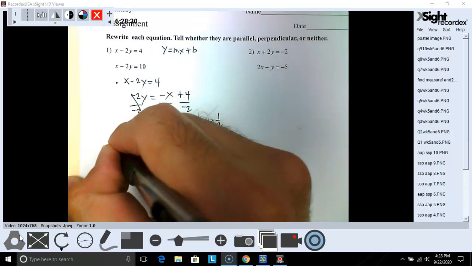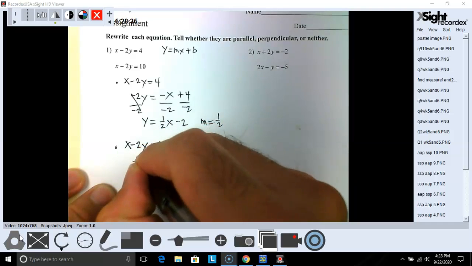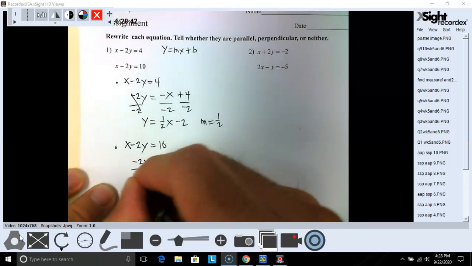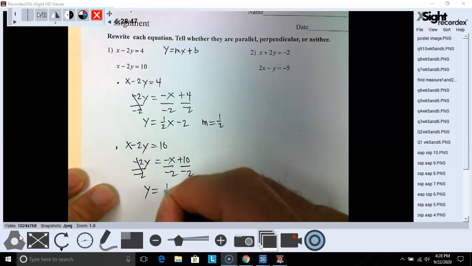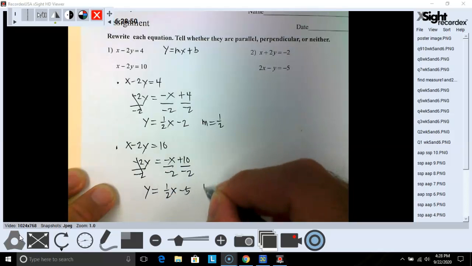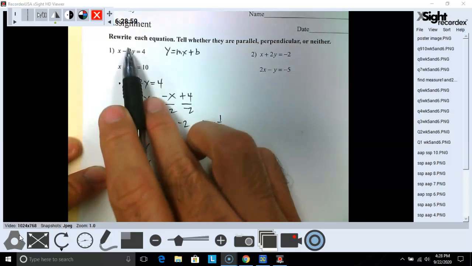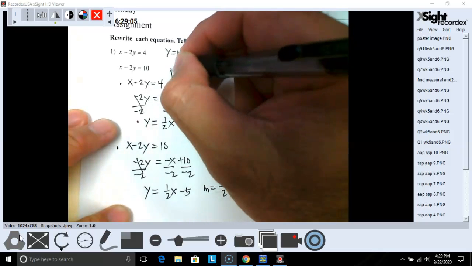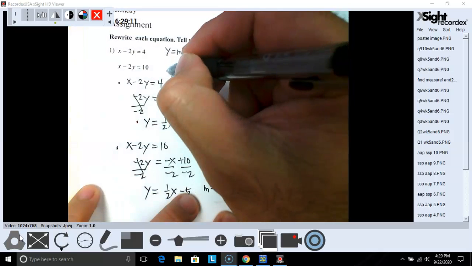Okay, let's go to the second equation: x minus 2y is equal to 10. The same process, negative x plus 10. -2 divided by -2. Y is positive 1/2 x minus 5. Therefore, the slope is the same thing. It's 1/2. Then we can say that these two linear equations are parallel. So that's going to be our answer right there.